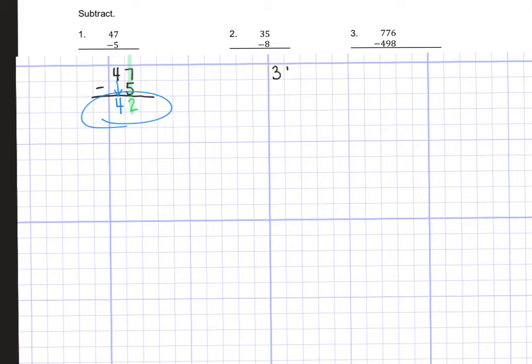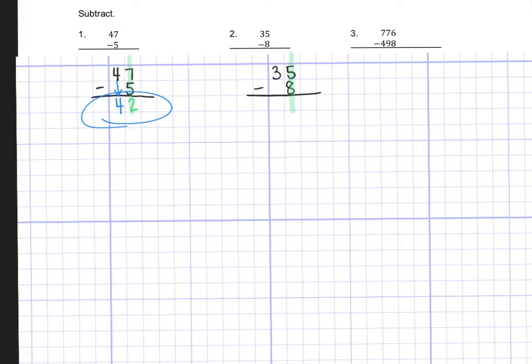We have 35 minus 8. Okay, let's use the same logic. Again, not thinking about $35 in your pocket. Let's think about just this $5 in your pocket, okay?